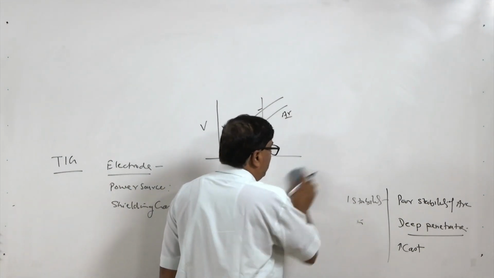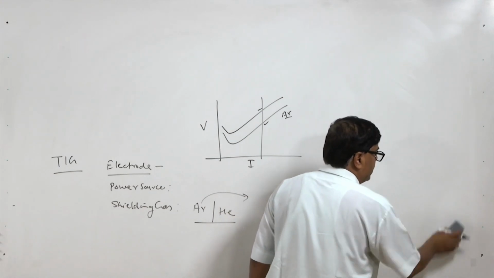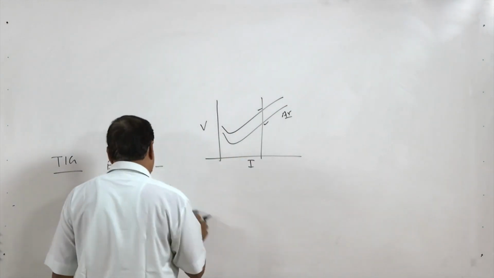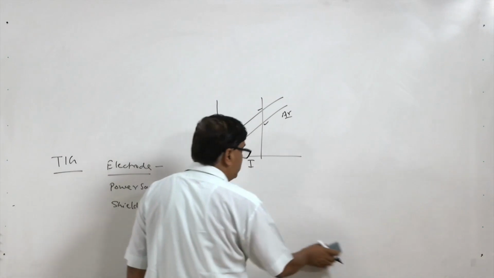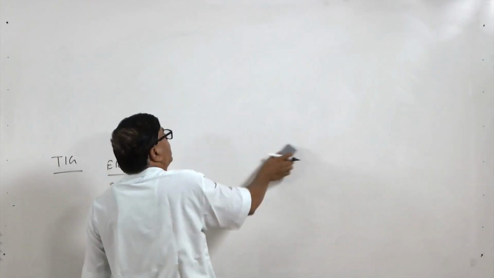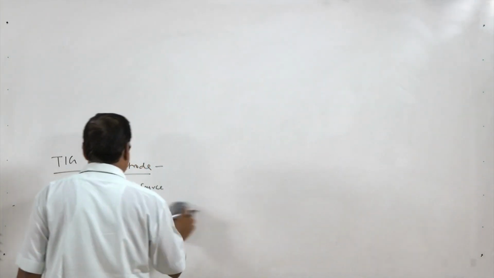Other shielding gases are very rarely used. Carbon dioxide is not used because it will decompose in the arc environment and provide oxygen, and oxygen will contaminate the tungsten. So it is not good to use other gases like CO2.